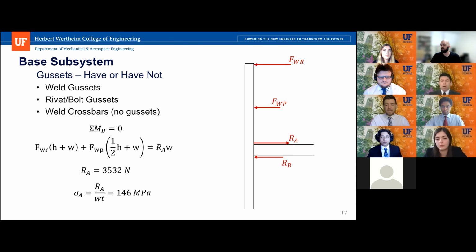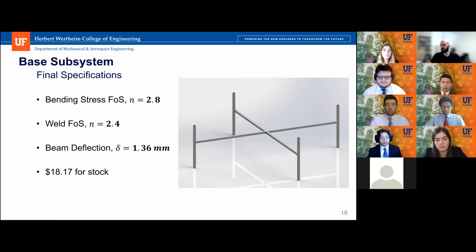weld joint. And after doing some research, we found that welds are actually as strong, if not stronger, than the parent material itself. So you can use that same yield stress to compare, and the stress that it would go under would be low enough that it's not going to fail. So we were able to eliminate those gussets, which actually reduces the cost by about $8.